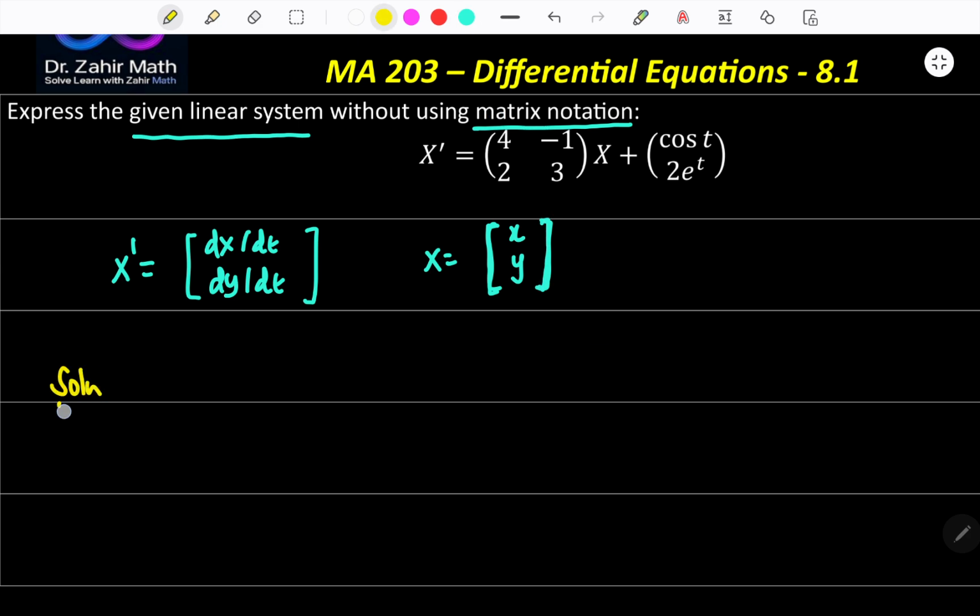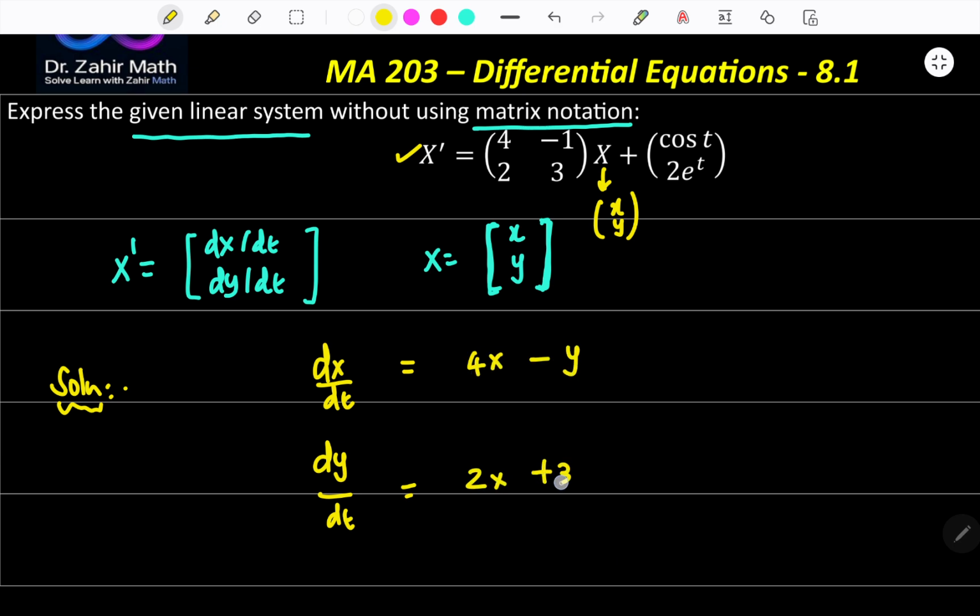So let's start this question. So let me go to the solution. So what is here x dash? You write it as, this is dx by dt, right? Which is equal to, and dy by dt, which is equal to, this finished. Then you write the number. This one is what? X and y. Just multiply 4x minus y. And this is 2x plus 3y. And then plus function of t, cosine t, and function of t, which is 2 e power t. Clear, all of you? So easy, right?